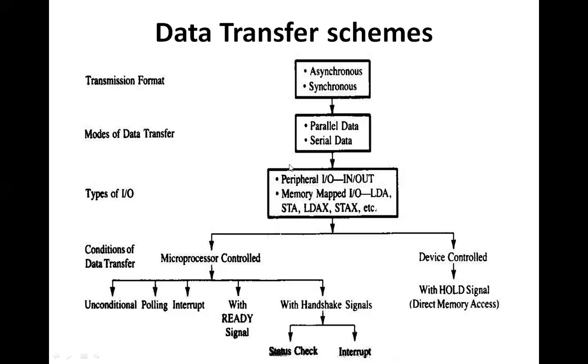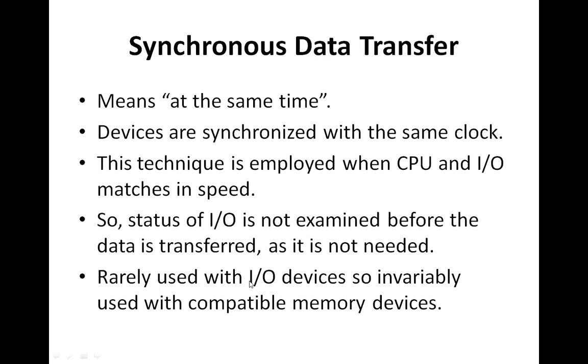So these are the categorizations of the different data transfer schemes which are used in 8085 based on the parameters: transmission format, modes of data transfer, type of input output, and the conditions of the data transfer. So we are going one by one to explain each one. So first of all, the synchronous data transfer scheme.